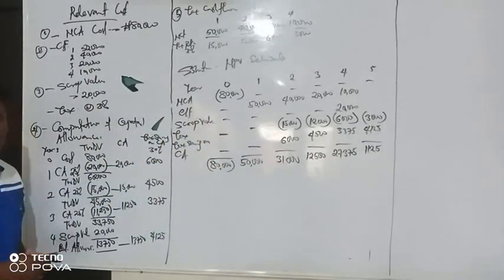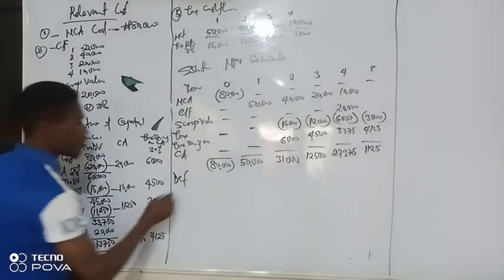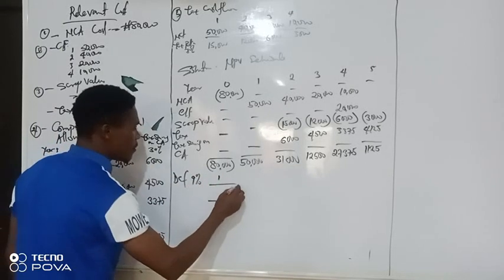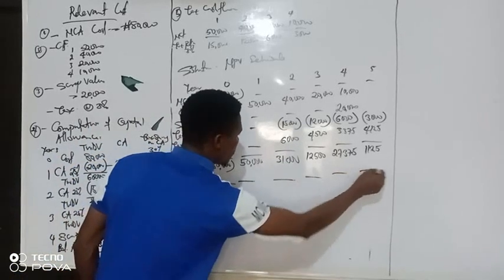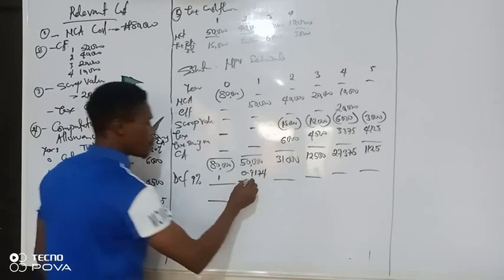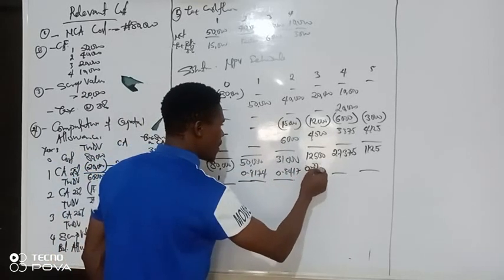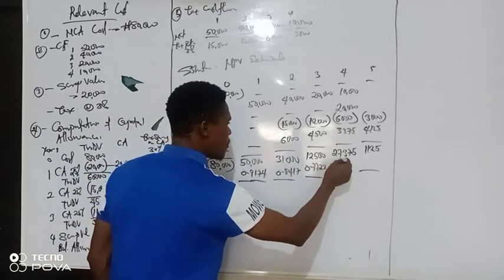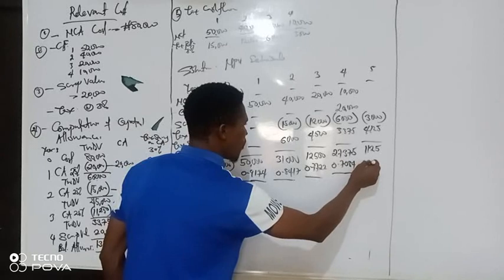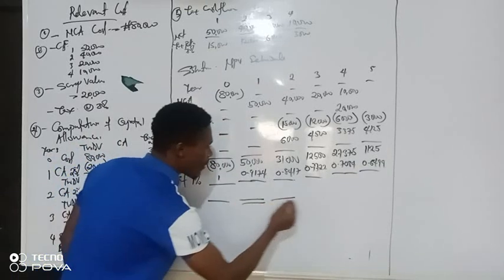We bring in our discount factor. How many percent? 9%, from the question. So the 9% discount factors are 0.9174, 0.8417, 0.7722, 0.7084, 0.6499. So let's multiply now to get our present value for each of them.